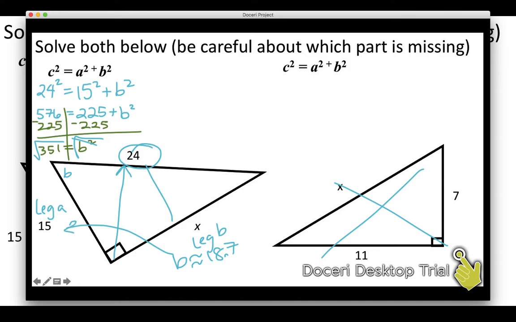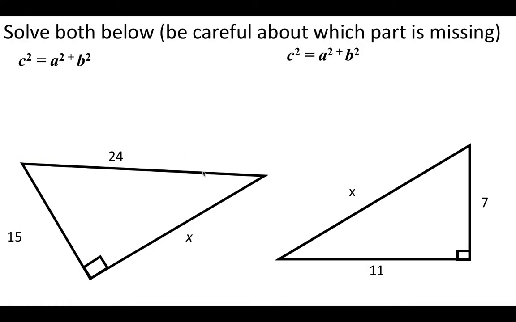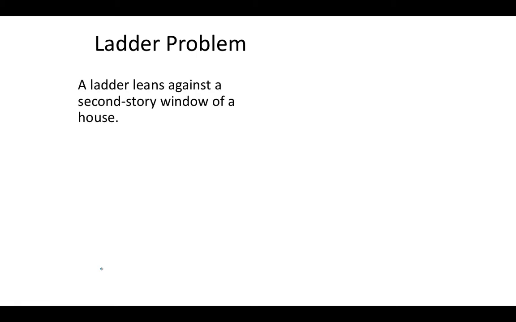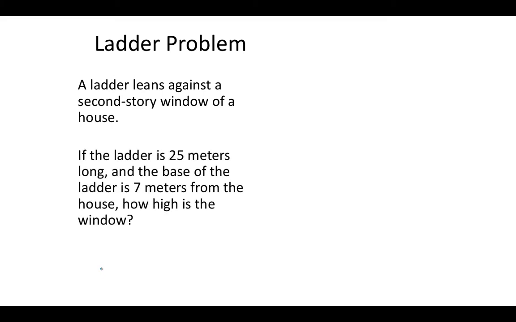Alright, one last example. So a lot of times with the Pythagorean theorem, you will run into the ladder problem. Okay, so this ladder problem is like, hey, a ladder leans against a second-story window of a house, right? And they give you the ladder. If the ladder is 25 meters long, and the base of the ladder is 7 meters from the house, how high is the window?